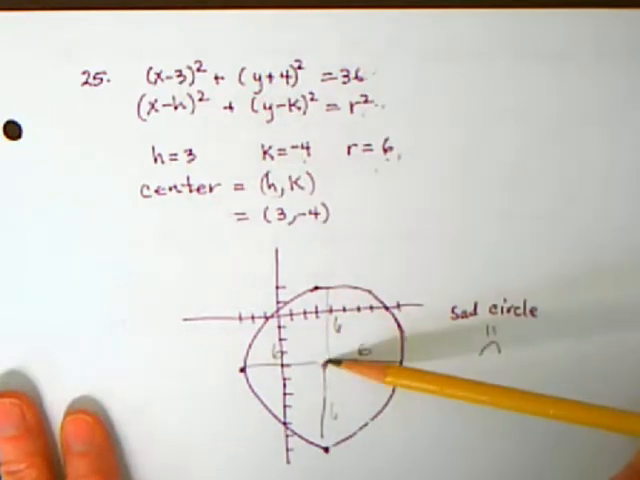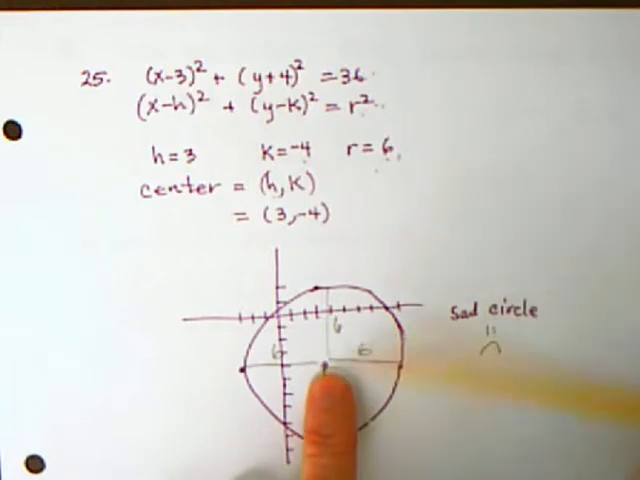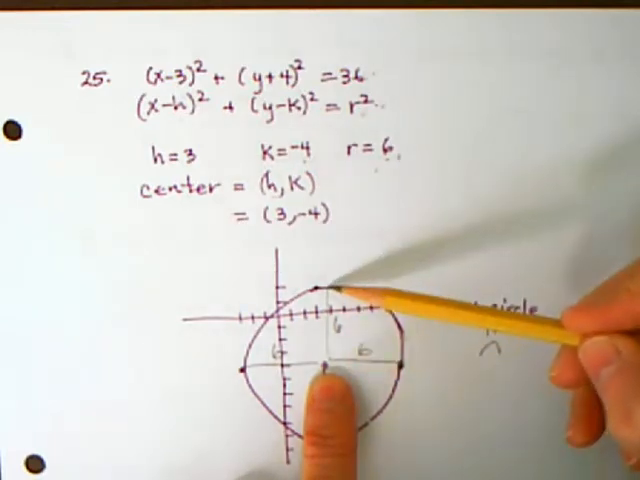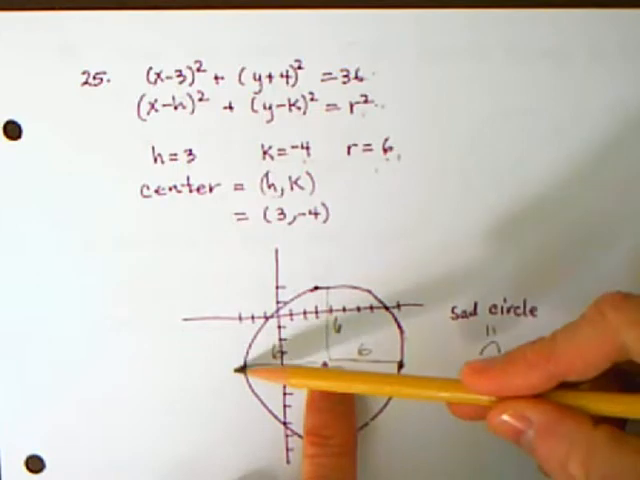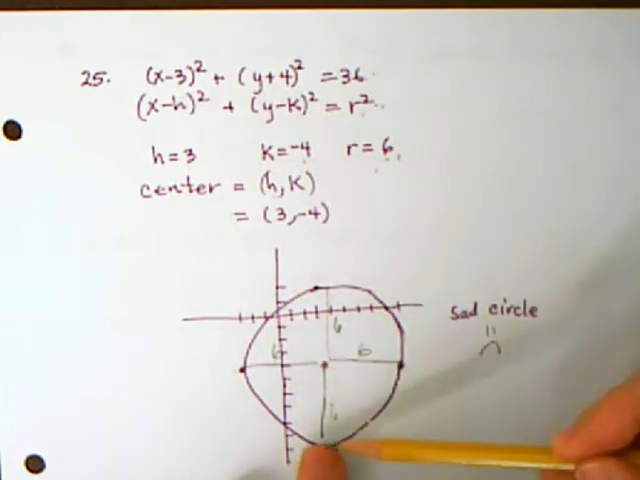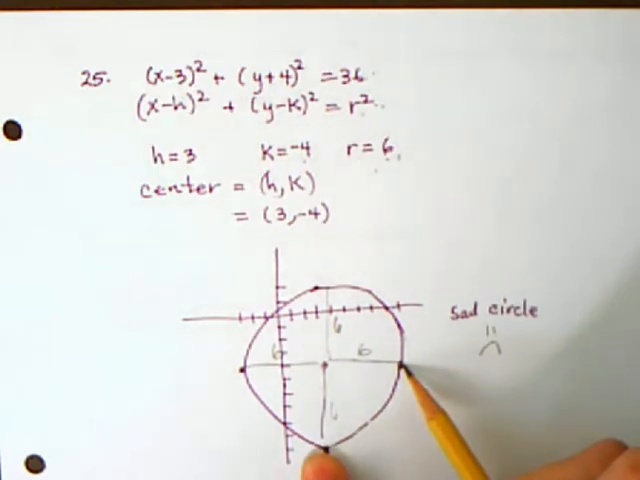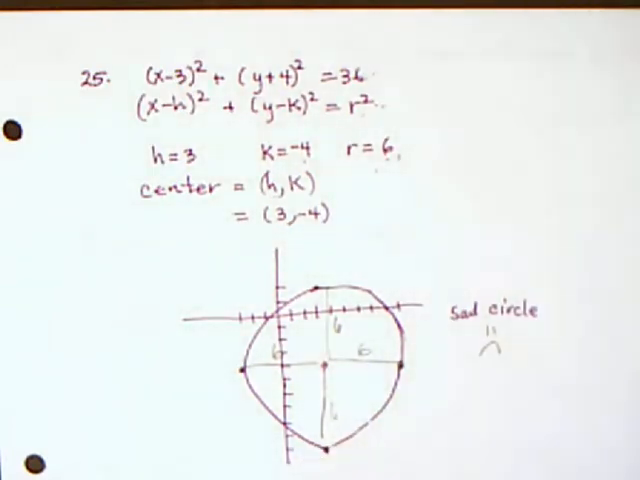And then in order to draw it, I'm just going to go out 6 units this way. That's one radius length, so there's a point that I know for sure is on the circle. 6 units up this way, 6 units over this way, 6 units perfectly vertically down this way, and then I just try to draw the circle. It's a sad little circle. Oh well, I did my best.